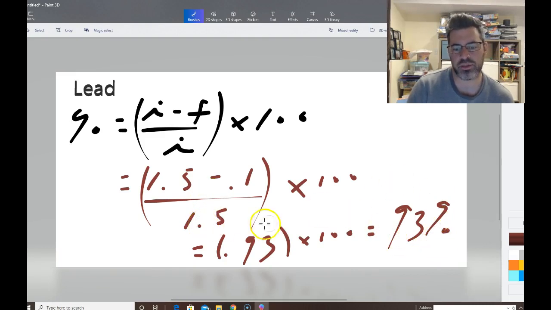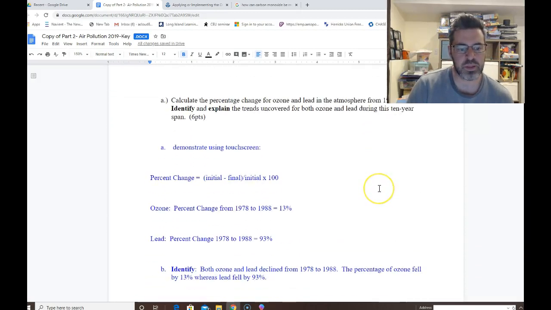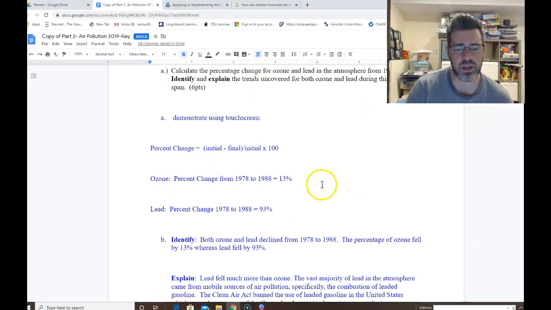Over 1.5 times 100, that's going to give me 0.93 times 100. I'm moving the decimal place over 2 places, so 93%. So man, it dropped off a lot in a 10-year span. Okay, so let's go back to the question. And you do the same for ozone, and your final answer should be around 13%, whereas lead was 93.